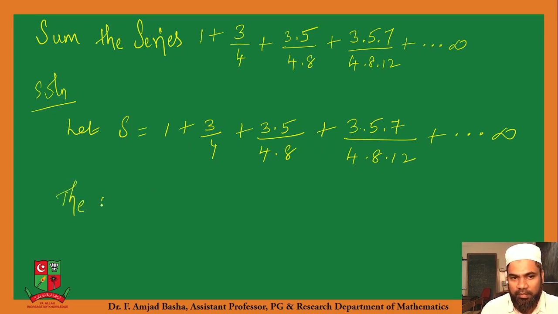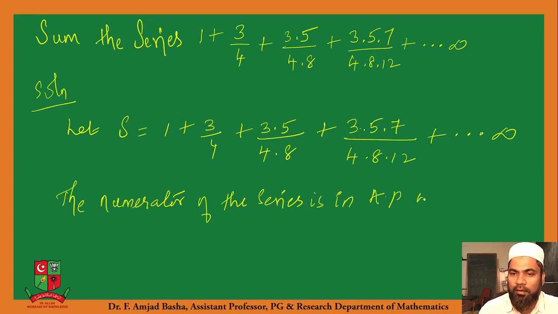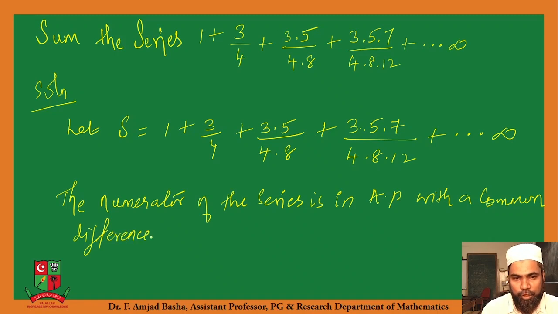That is, the numerator of the series is in AP with a common difference, that is Q is equal to 2. In this case, let me name the common difference as Q. Or you can name it as P as well. Let it be Q, no problem.